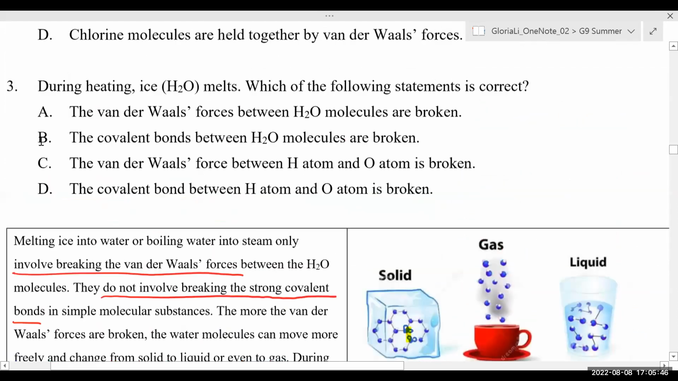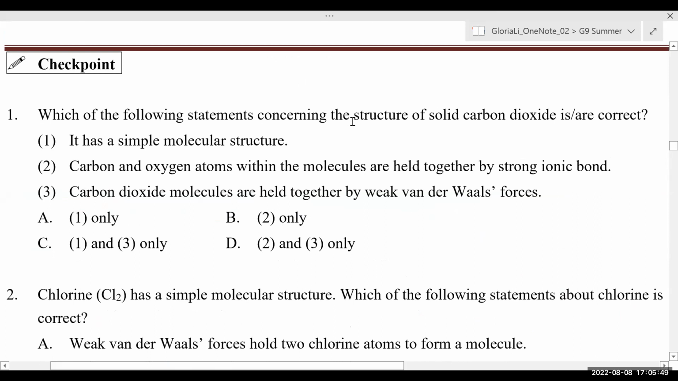Have a look at the checkpoints. Question 1. Which of the following statements concerning the structure of solid carbon dioxide, that means dry ice, is correct? First one, it has a simple molecular structure. That's correct, because it's a molecule, so it has a simple molecular structure. Statement 2, carbon and oxygen atoms within the molecules are held together by strong ionic bonds. That will be wrong, right? What's the bond? It should be covalent. Statement 3, carbon dioxide molecules are held together by weak van der Waals force. That's correct. So the answer will be C.